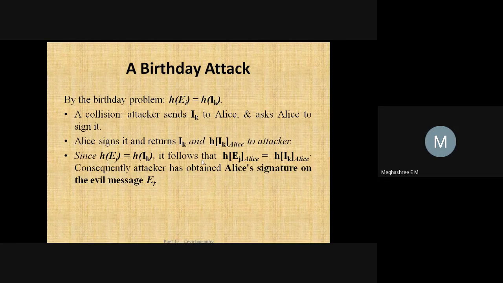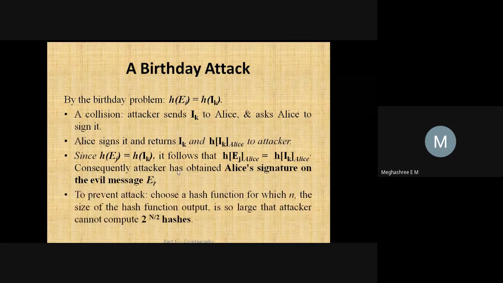What Alice will not know is that she has signed the evil message. I mean, when she signed an innocent message which was sent by Trudy, once she hashed it and sent it to Trudy, obviously he'll have her signature. Using this, he can encrypt many messages and send them to Bob. So that is one disadvantage here.